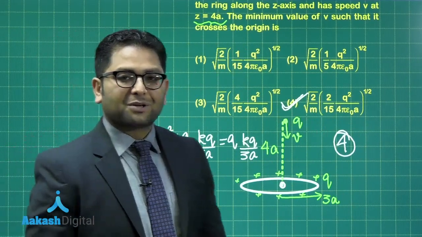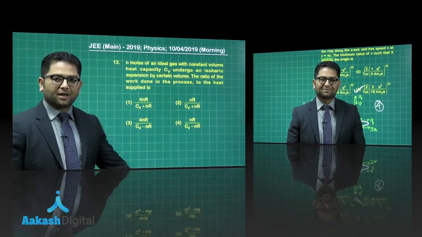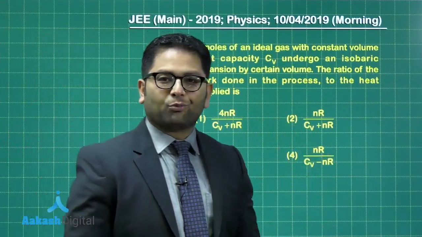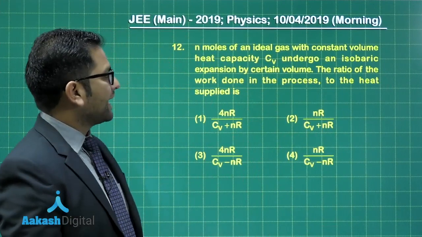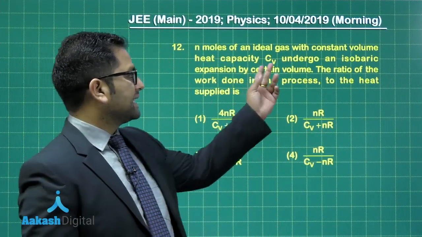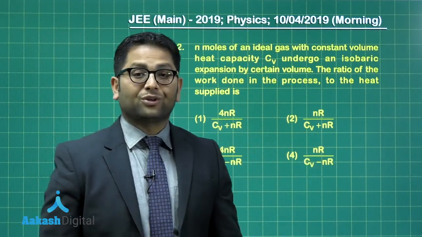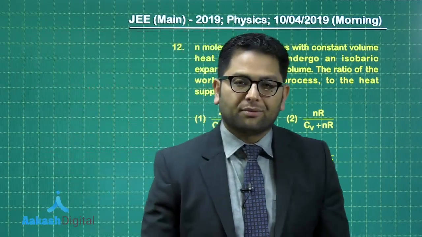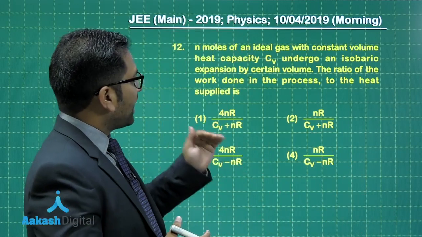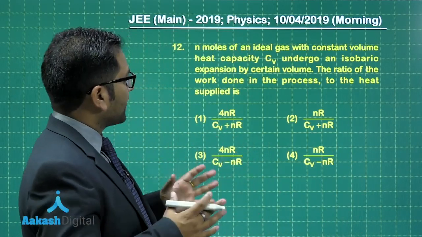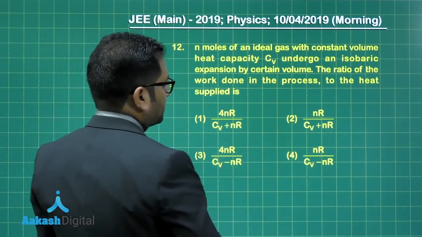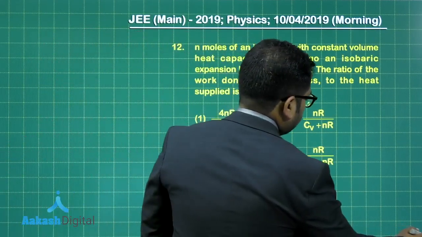Fine, now let's proceed to the next one. Thermodynamics is where the question has been set. It says that n moles of an ideal gas with constant volume heat capacity Cv. That has been given. Now you need not worry whether it's monoatomic, diatomic or polyatomic. After all, Cv has been given. And it undergoes an isobaric expansion by a certain volume. We need to calculate the ratio of work done in the process to the heat supplied.